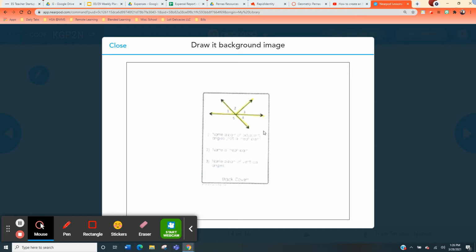Last but not least, I would like you to name a pair of adjacent angles, not a linear pair, meaning their rays are not opposite, they do not create a straight angle. I want you to name a linear pair, and then I want you to name a pair of vertical angles.